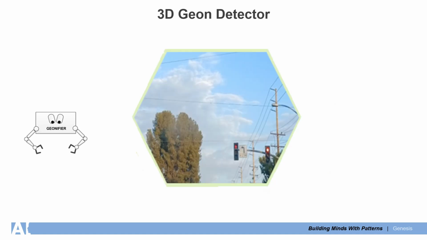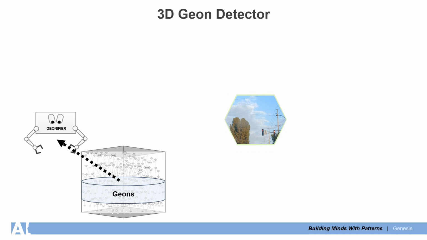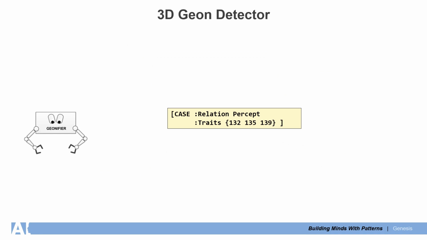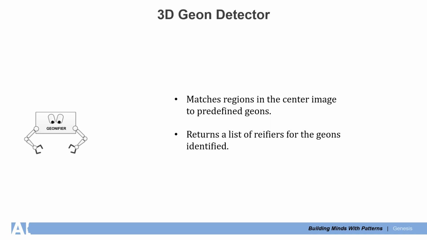The center hexagon is rendered in 3 dimensions with either point cloud, radiance field, or other 3D objects. Pre-configured geons are then matched to the 3D model. The detected geon reifiers are gathered into a traits list, and duplicates are removed. The traits list is returned to the perceiver. To summarize, the 3D geon detector matches regions in the center image to predefined geons and returns a list of reifiers for the geons identified.